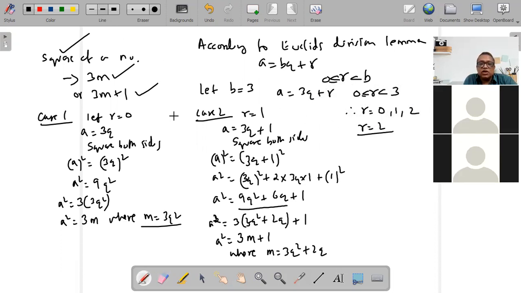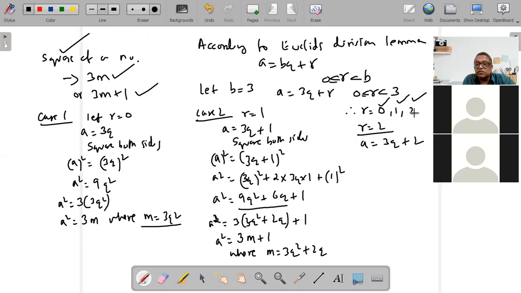तो यहाँ पे ये छोड़ना नहीं है. जैसे 0 कर दिया, 1 कर दिया, तो छोड़ना नहीं है. Reason being we have 3 cases, 0, 1 and 2. तो r is 2 किया, तो a आ गया 3q plus 2. Even though it's not required, still we have to do it. Yeah, because there are 3 cases.